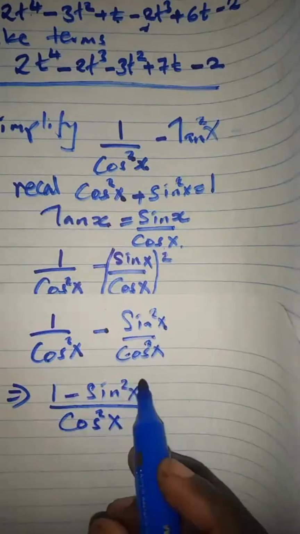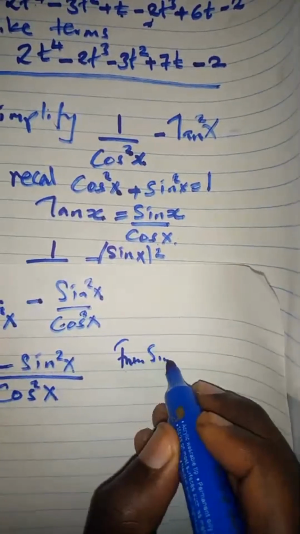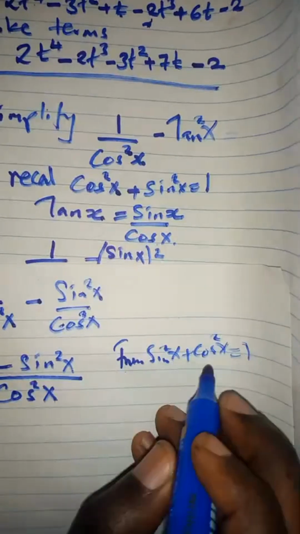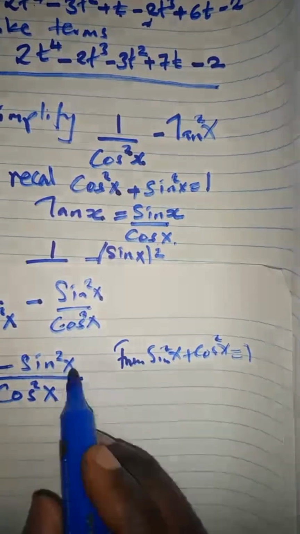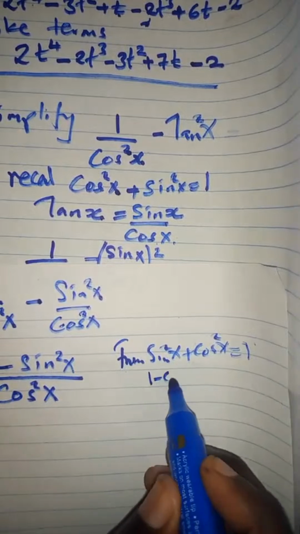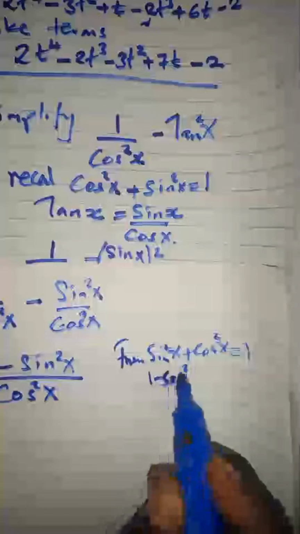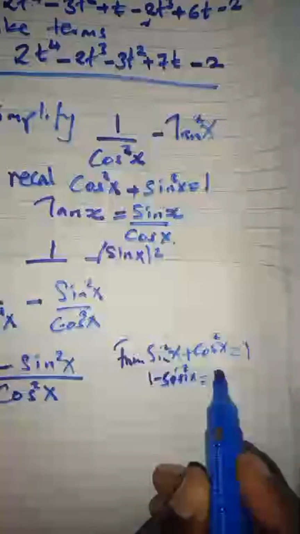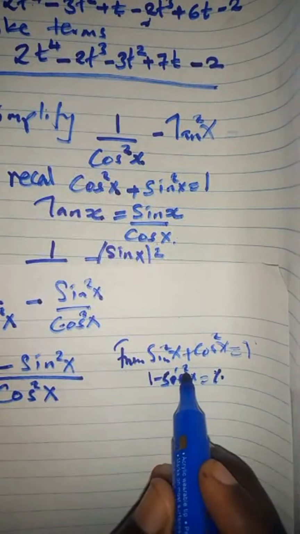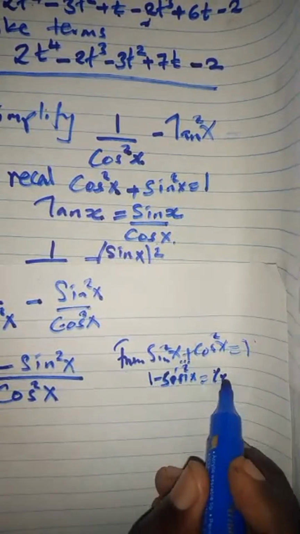But I know that from sine squared x plus cos squared x is equal to 1, then 1 minus sine squared x is equal to cos squared x.